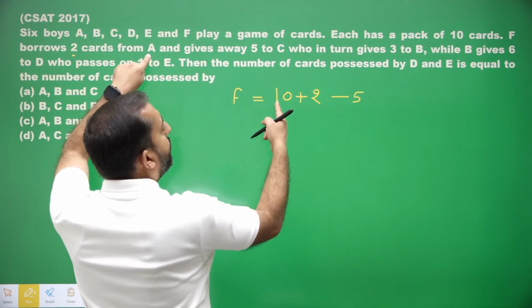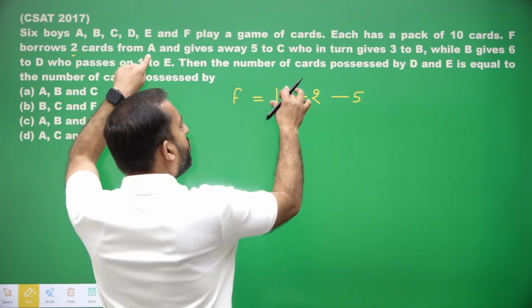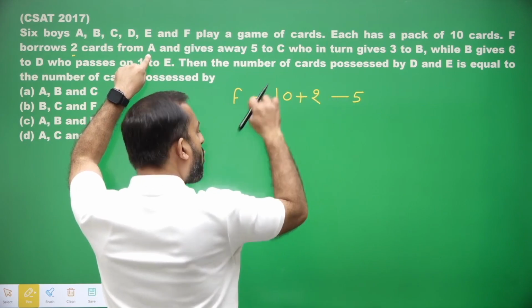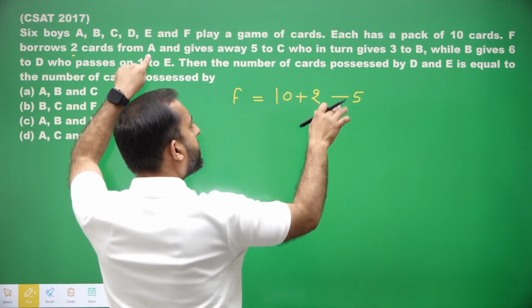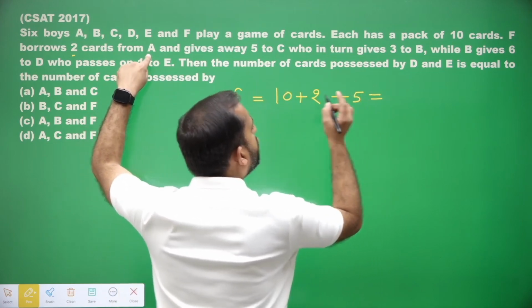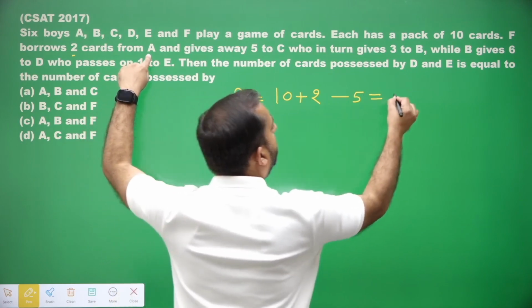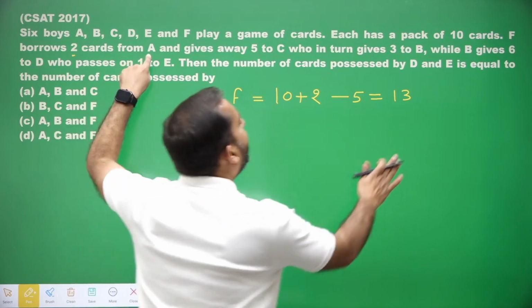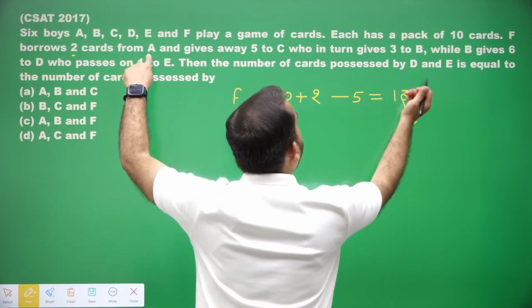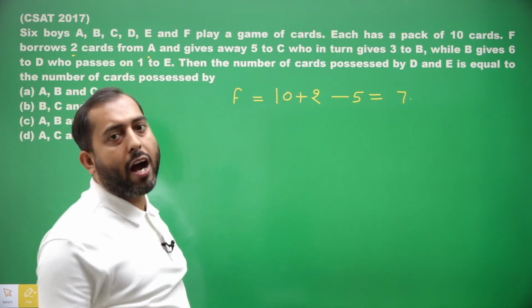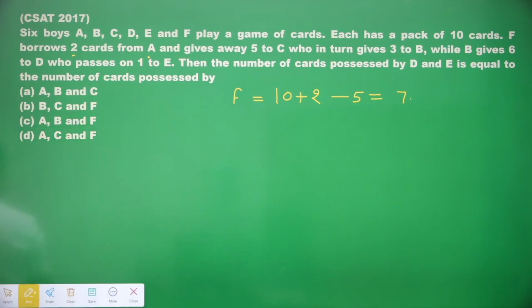So from the total count of cards of F, we will add 2 and subtract 5, because he has borrowed 2 cards from A and has given 5 cards to C. So in the end, number of cards with F should be 13. 10 plus 3, I'm really sorry, it should not be 13. 10 plus 2 is 12. 12 minus 5 is 7. Number of cards with F in the end should be what? It should be 7. Okay.